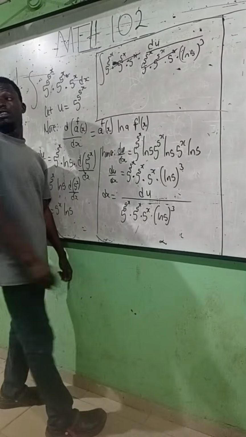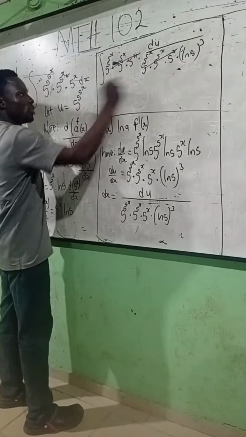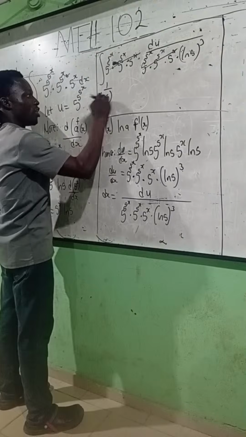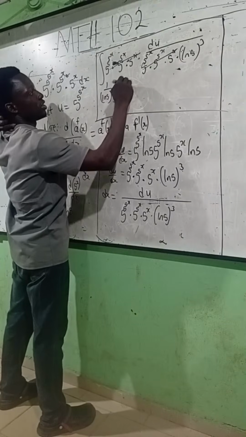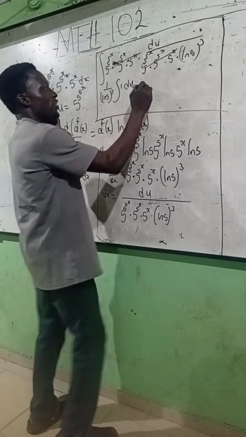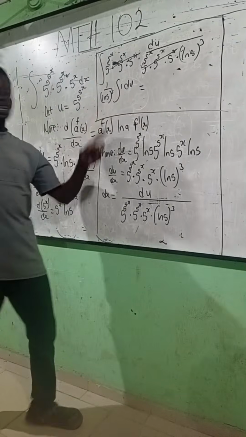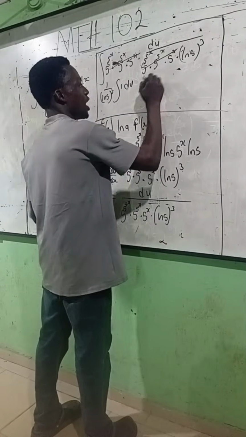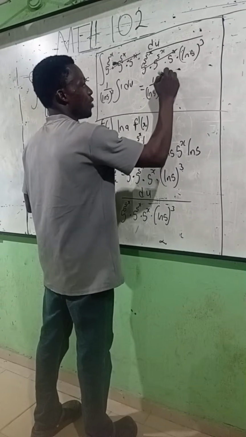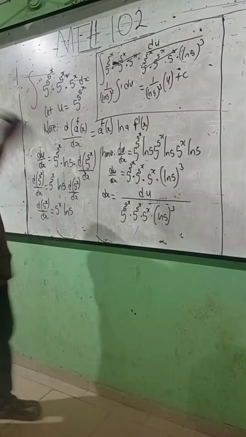Are we together? ln 5 all cubed is a constant. It can come out, so here we have 1 over ln 5 all cubed. Integral of du, or 1 du. With respect to du, you get u. If it is dx, you get x. So here we have 1 over ln 5 all cubed multiplied by u plus c. Are we together?